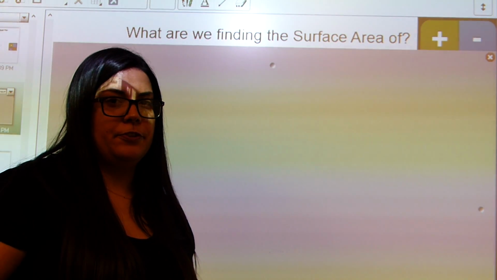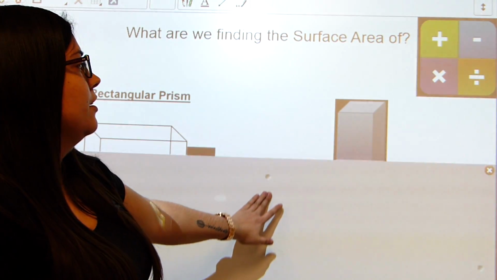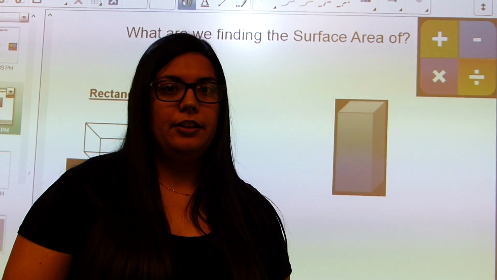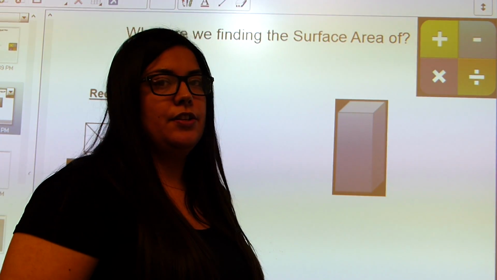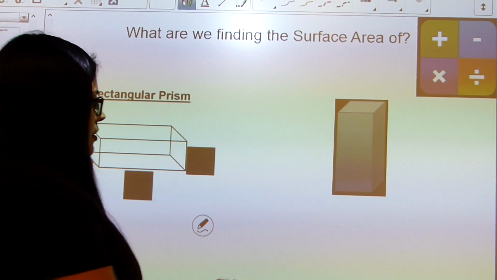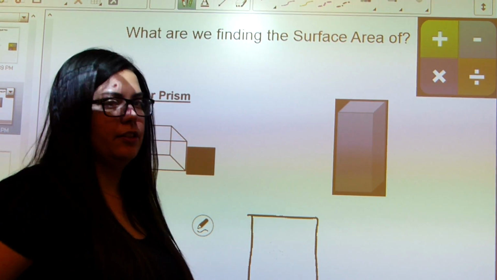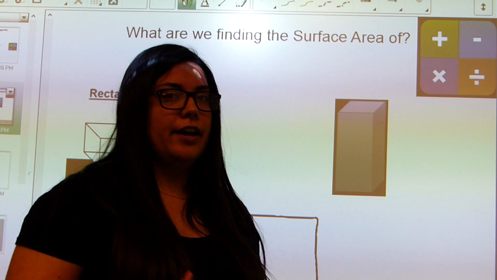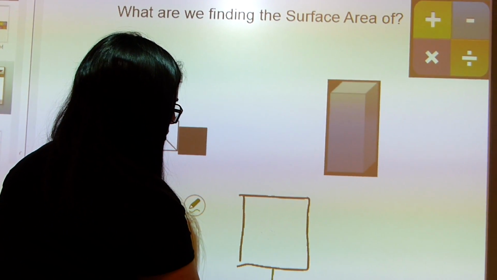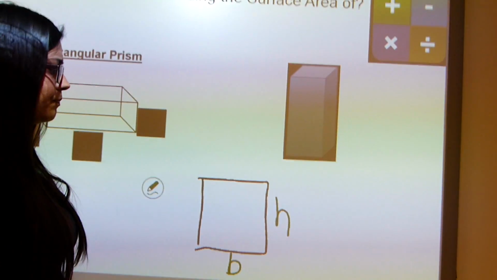So what are we finding the surface area of exactly? We're going to be finding the surface area of rectangular prisms. So before we tackle how to label it, we're actually going to go over something you already do know, the area of a rectangle. So if we just draw a rectangle, that's a square, but we're going to pretend that's a rectangle. We had the base, and we had the height.